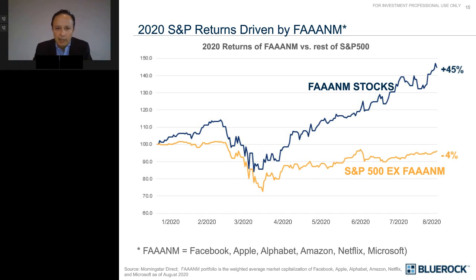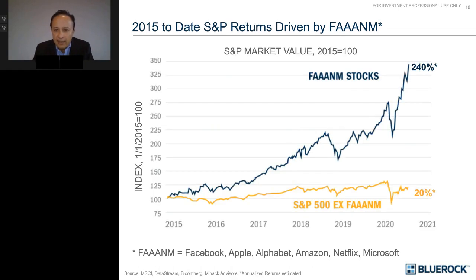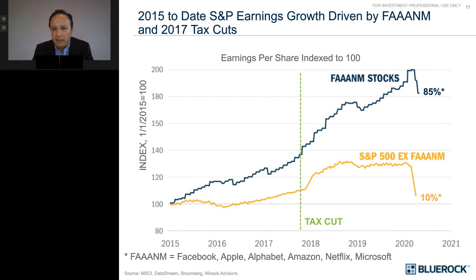Let's talk about stocks, going back 5 years. Again, you see the same issue, which is the phantom stocks, the six stocks I just mentioned, is where the growth has been since the beginning of 2015, 240% versus 20% for the rest of the S&P. Again, not visible in the headline numbers. Drill down a little bit deeper, and you can see that's where the earning growth is. The earning growth on the phantom stocks has been 85% since 2015. That's partially what's driving the stock price appreciation. Part of it is multiple expansion.